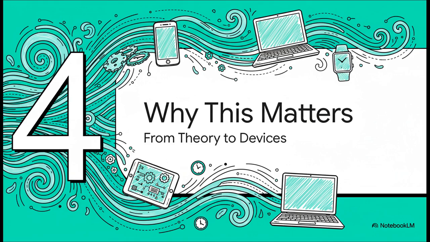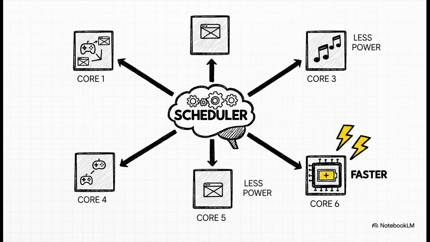Okay, so we've been talking about all this theory, but why does any of it actually matter to you? Well, because these seemingly abstract ideas are running constantly, every single second, right inside the devices you use every day. Think about the device you're watching this on right now. It probably has multiple cores, right? That makes scheduling even more of a high-wire act. The OS doesn't just have to decide which program to run next, but which core to run it on, all while trying to squeeze out every drop of performance and, maybe even more importantly, not destroy your battery life.